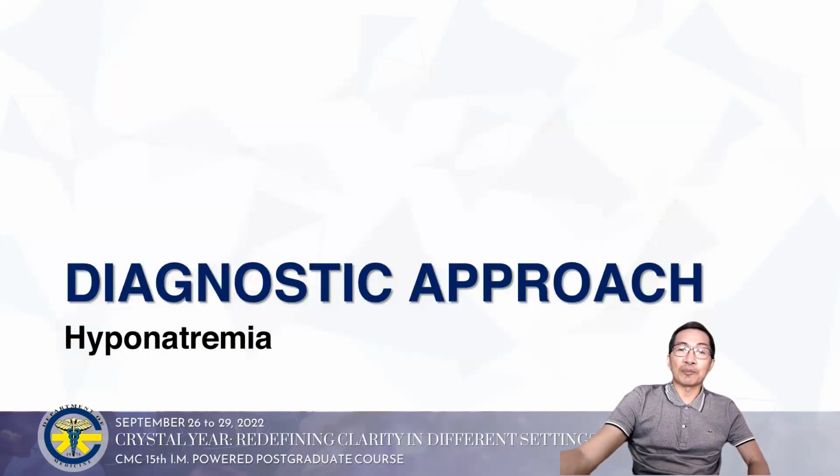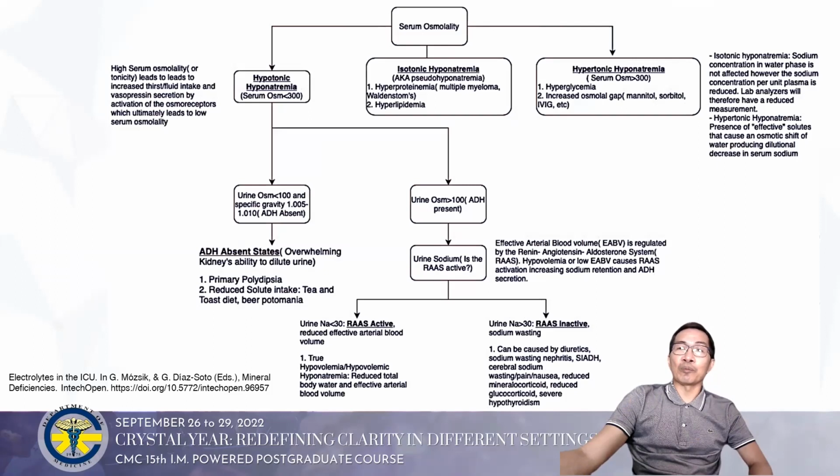So how do we diagnose hyponatremia? This is a schematic diagram of how we would want to attempt to do it. Again, the role of serum osmolality. You have to determine whether you have hypotonic, isotonic, or hypertonic hyponatremia. Isotonic hyponatremia is also known as pseudohyponatremia. This you see in hyperproteinemia states like patients with multiple myeloma or Waldenstrom's disease, and in patients with high lipid levels. Hypertonic hyponatremia, meanwhile, are patients whose serum osmolality is more than 300 millimoles per liter. And you see this in hyperglycemic states, or states where you have an increased osmolar gap.